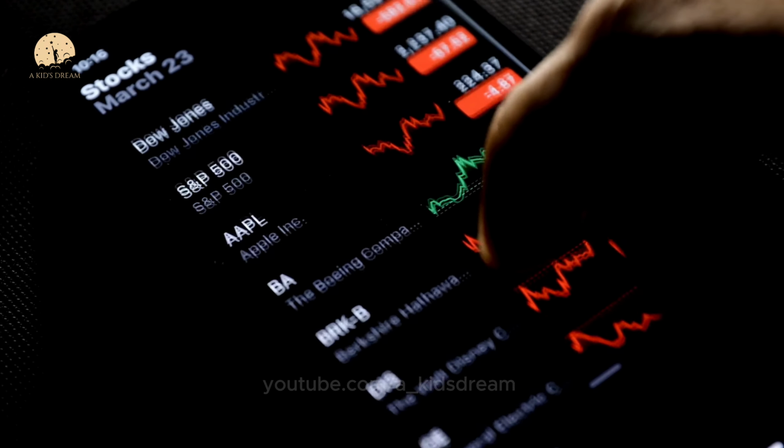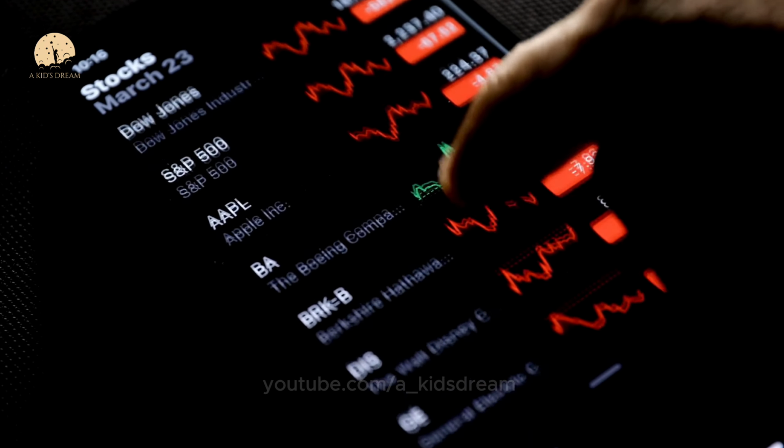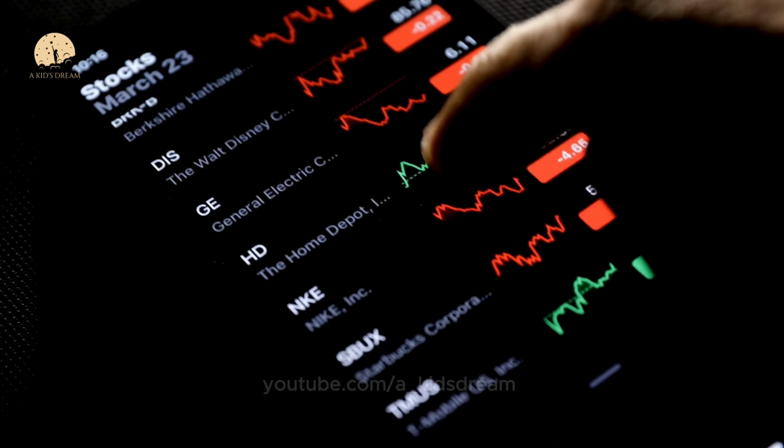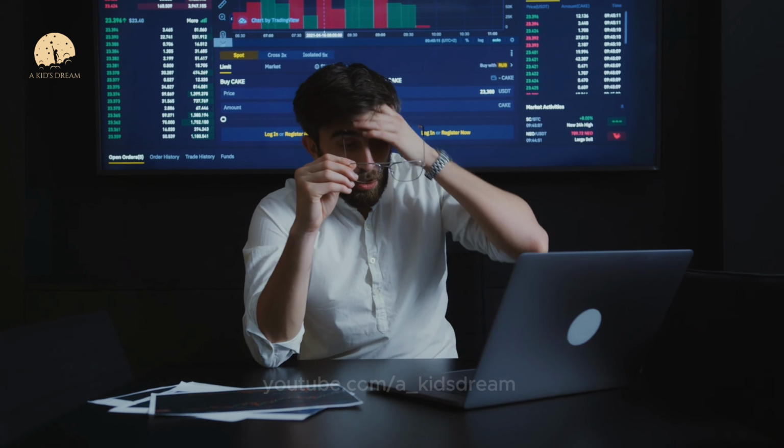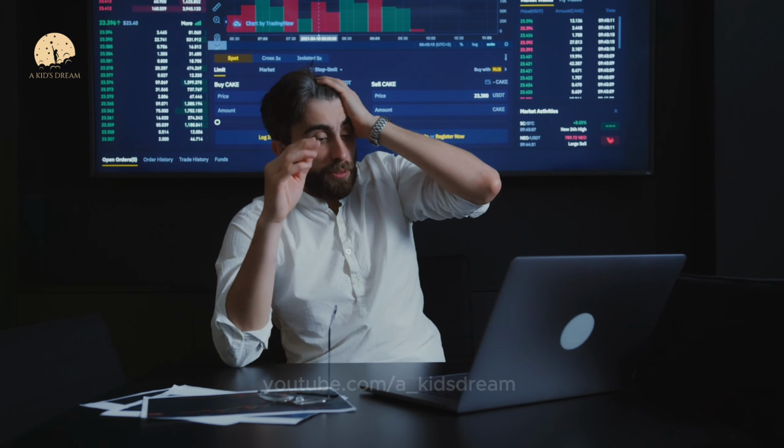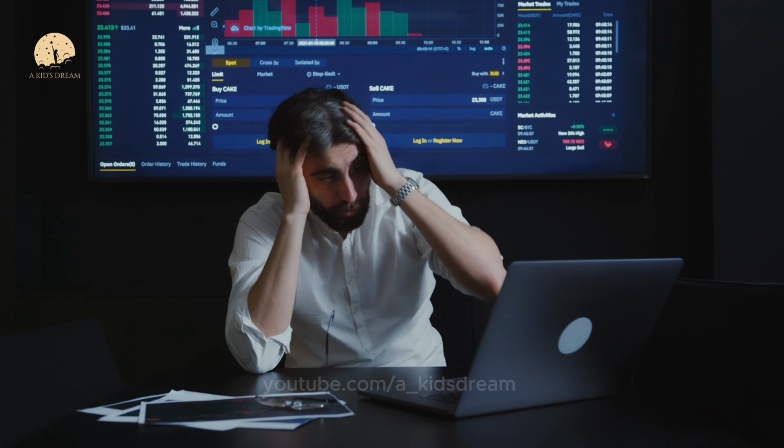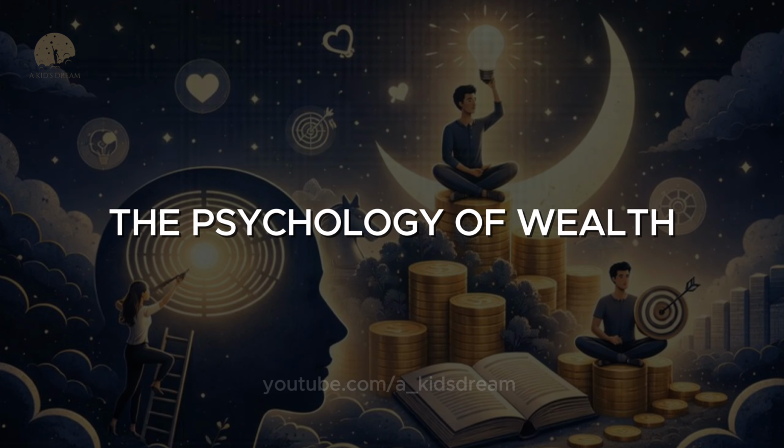However, when the data is examined more closely, an unexpected pattern appears. Even individuals who accumulate capital steadily often fail to maintain long-term wealth growth. Not because the model is flawed, but because human behavior is. Stage 2. The psychology of wealth. Building wealth through behavioral and psychological models.